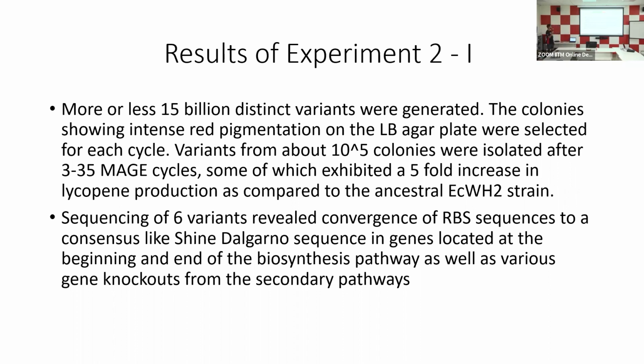And sequencing of 6 different variants, out of the 15 billion different variants, revealed the convergence of the RBS sequences to a consensus-like SD sequence in genes located at the beginning and end of the biosynthesis pathway, as well as various gene knockouts from the secondary pathways. This basically says that the RBS sequences do converge to the most optimized genes for lycopene production.